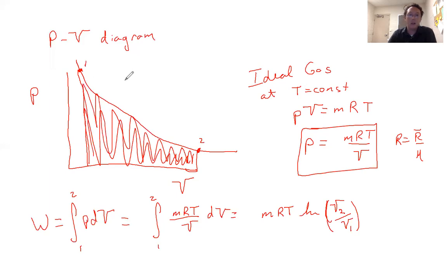So the area in the PV diagram gives me the work by the system. So if state 1 is here and state 2 is here, what we usually do is we actually write this process with an arrow. I should have done that, but I just forgot.